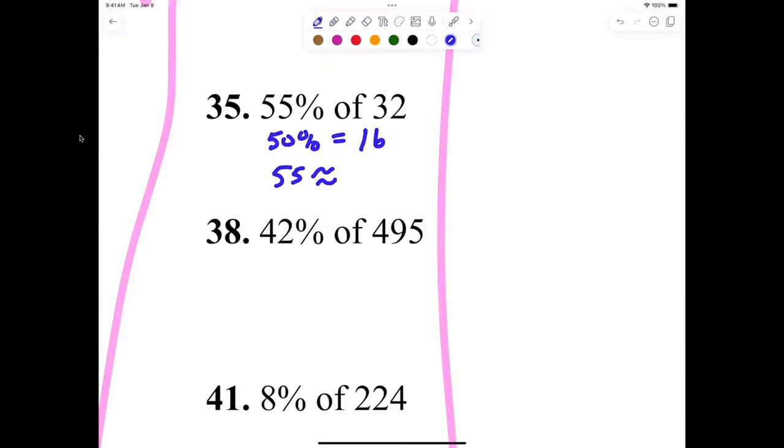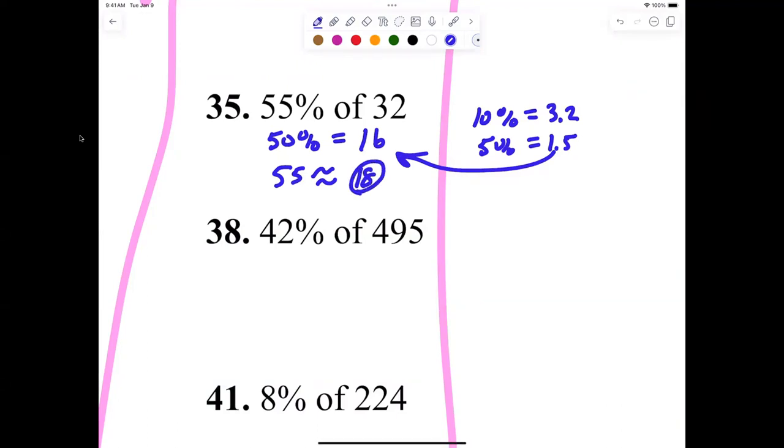Somebody said 18. Now, remember, we said 10%. Please listen. 10% of 32 is what? 3.2. So 5%. What's half of 3? 1.5, right? So if I add those together, I'm roughly right around what? 17.5. If you want to say 18, do I care? No. So those are your options. I'm somewhere around the number 18.